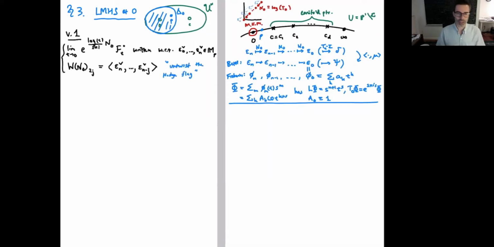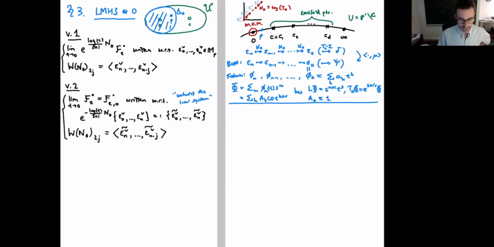Okay, so let's talk about the limit mixed Hodge structure at the origin. The limit mixed Hodge structure, on the one hand, can be thought of as being given by untwisting the Hodge flag and writing with respect to the basis of homology as t goes to 0. And there's a weight filtration coming from the monodromy logarithm as well. But that's not the version that's going to be as useful here. Instead, what I want to do is untwist the local system and compare that with just the limit of the Hodge flag.